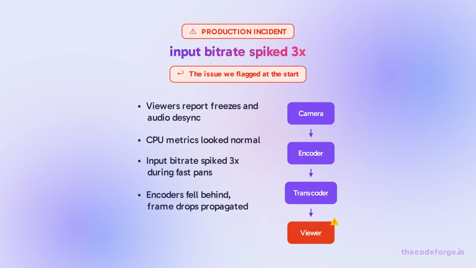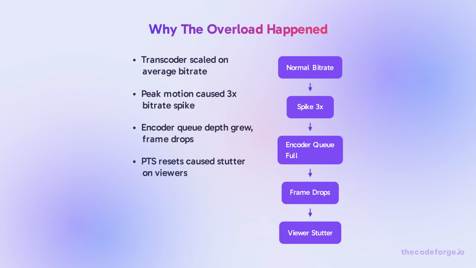This is the same issue we highlighted at the start. During a major event, viewers reported periodic freezes. CPU metrics were normal, but the input bitrate spiked 3x during fast pans, causing the encoder to fall behind and drop frames. Here's exactly why that happened.